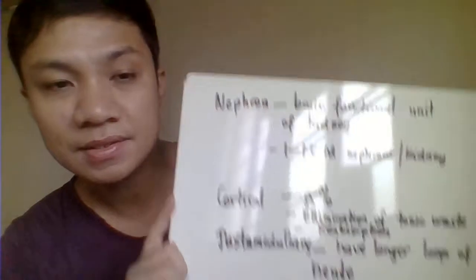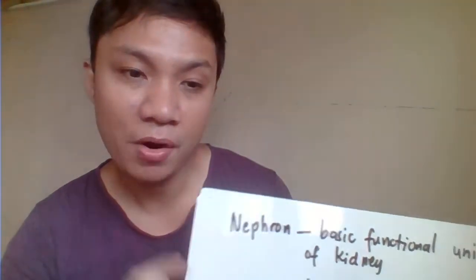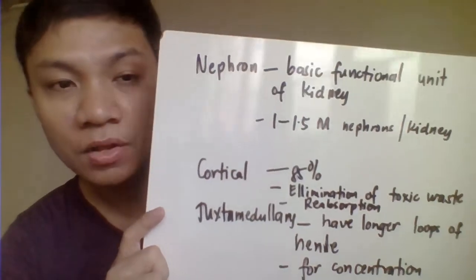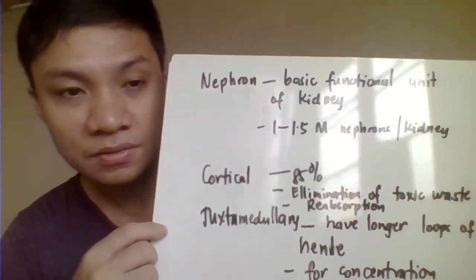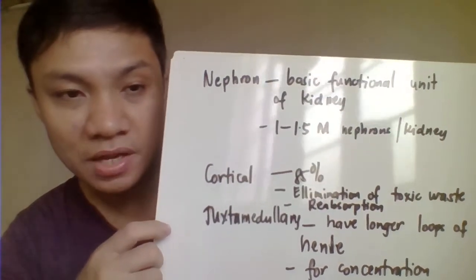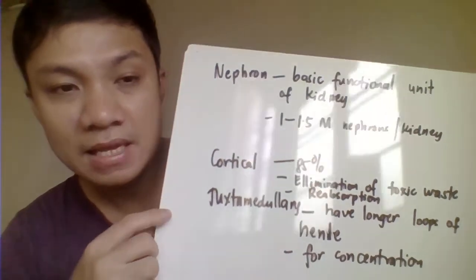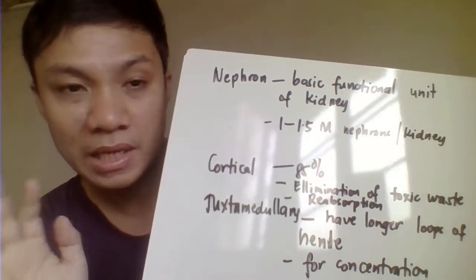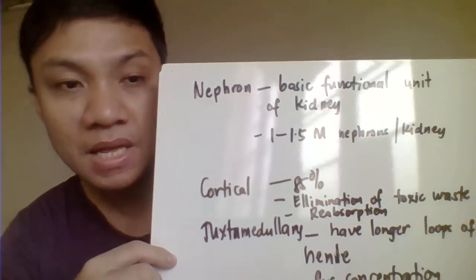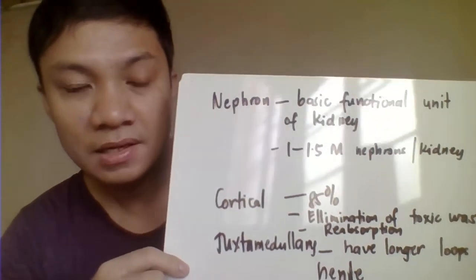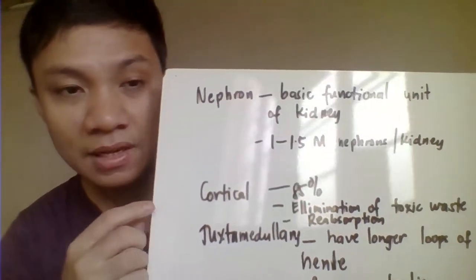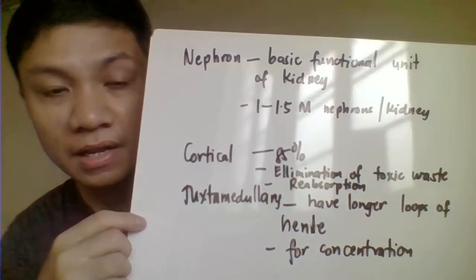So our kidneys are able to perform those three functions through their functional unit. The one performing that is your nephrons. We consider the nephron as the basic functional unit of our kidney. Approximately, we have two kidneys, and each of them contains 1 to 1.5 million nephrons. As for the classification of the nephrons, we have the cortical nephrons and the juxtamedullary nephrons.